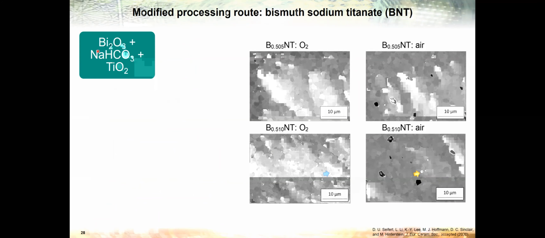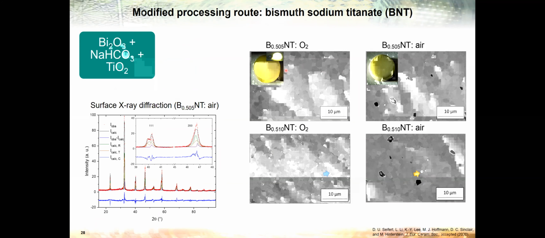For BNT, we used sodium hydrogen carbonate instead of sodium carbonate. And when we sinter it in pure oxygen, we get a really perfect microstructure. This is the air sample. It looks like a normal ceramic sample, but the oxygen sample is actually translucent. So we really have no porosity. And finally, at the surface of the air sample, we even see all existing phases in the phase diagram of BNT. So this means there might be an influence of the oxygen partial pressure.